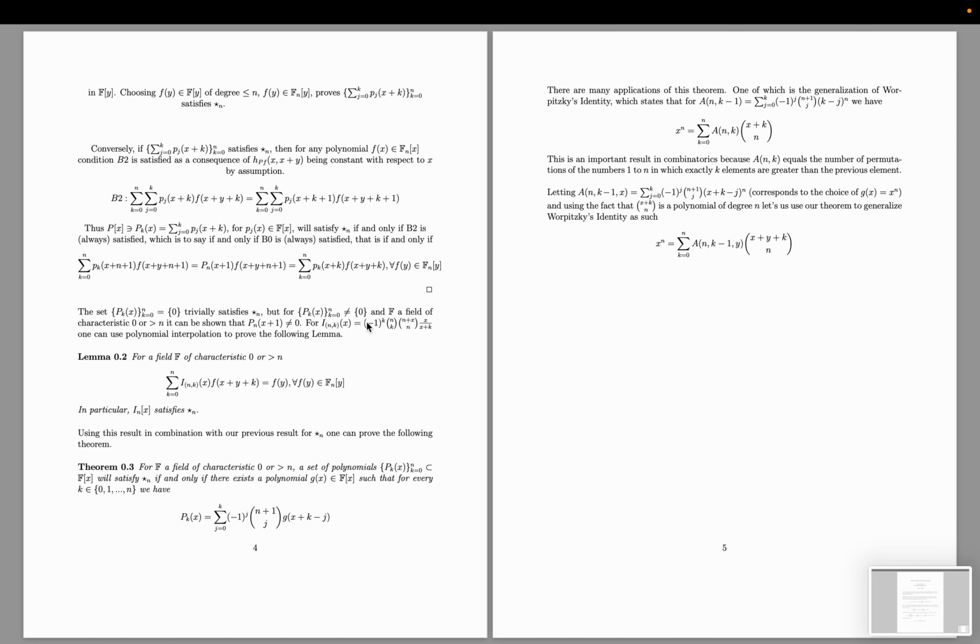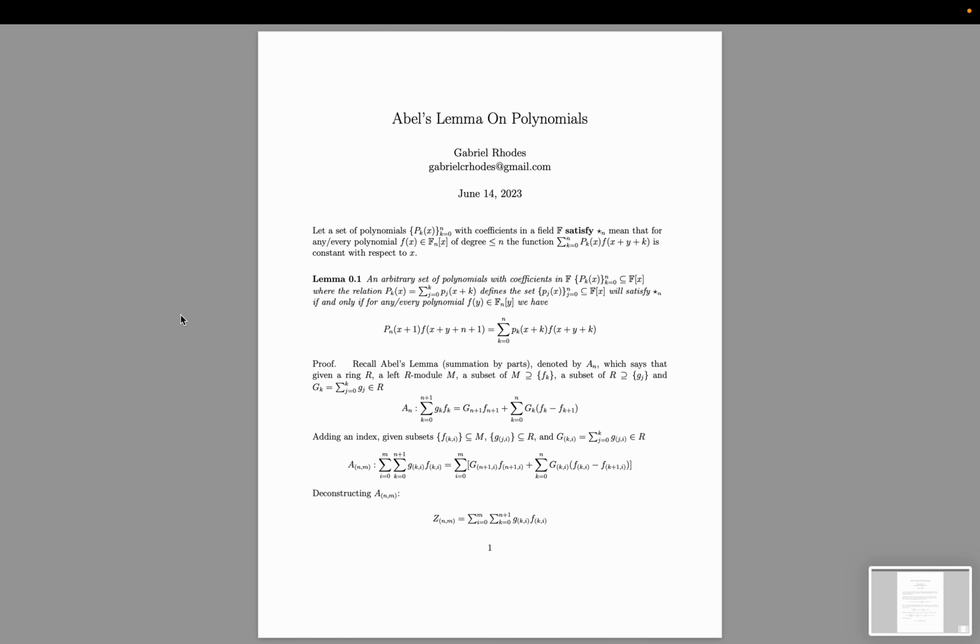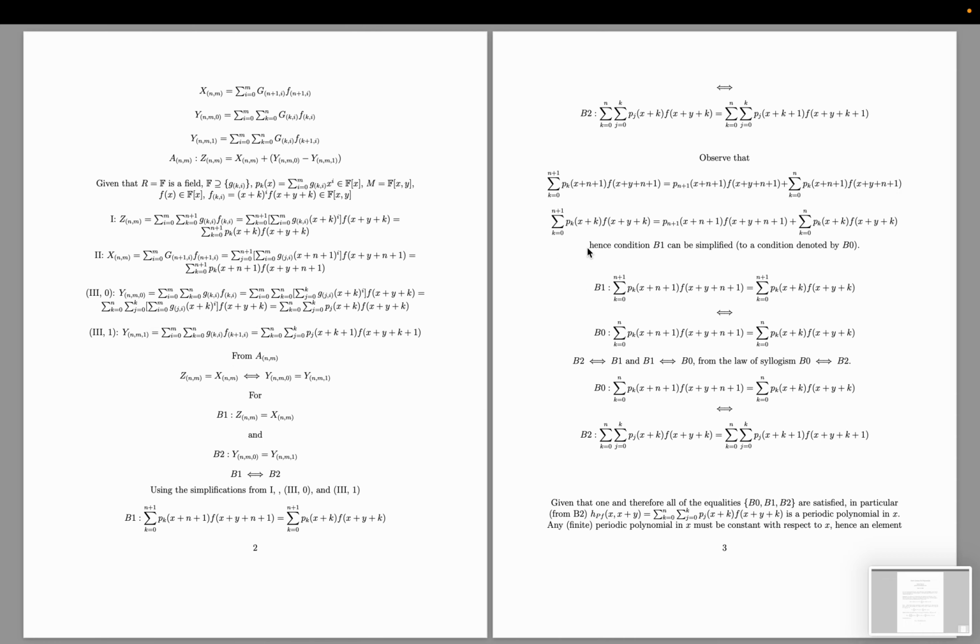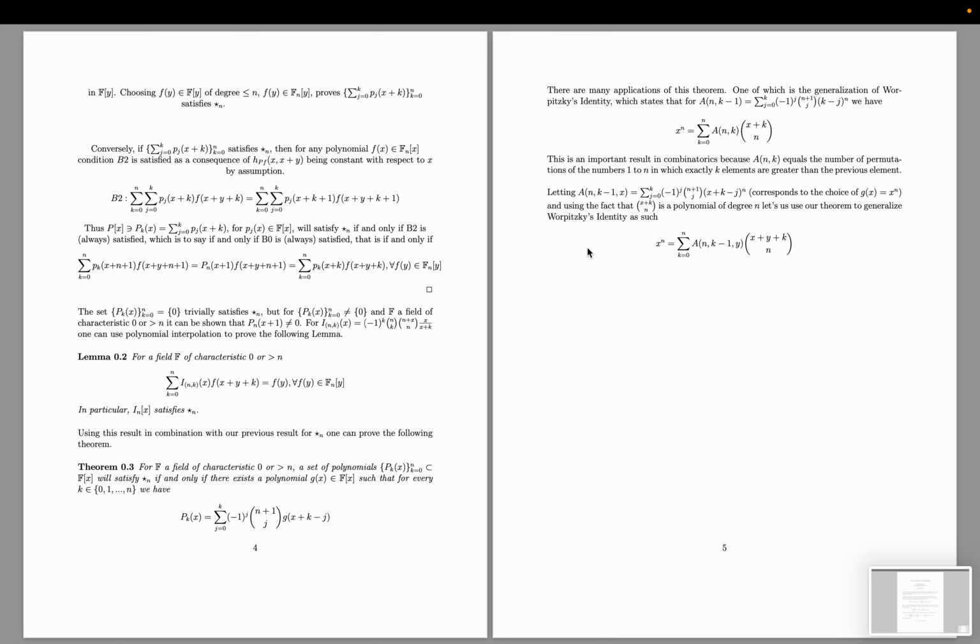Okay, so that proves that result. There's a trivial solution, the set of just all zeros of capital P sub k of x from k equals 0 to n. That'll certainly satisfy star n, which we can see. We plug in 0 here, then this function would become identically 0. A function that is identically 0 is, in particular, constant with respect to x. So the set of all zeros would satisfy star n. It would just be a trivial solution.